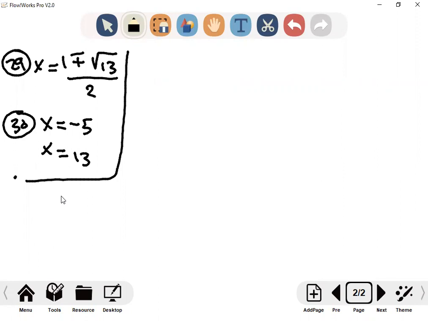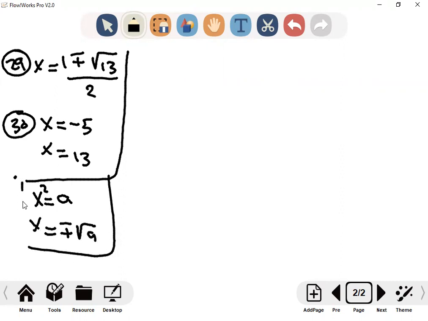Number 10. Let's go to question 10. We have to solve each equation by using the square root property. Let's remember just what's the square root property. If you have x power 2 equal a, then x equal plus minus square root of a. This is the property which we use in this lesson.